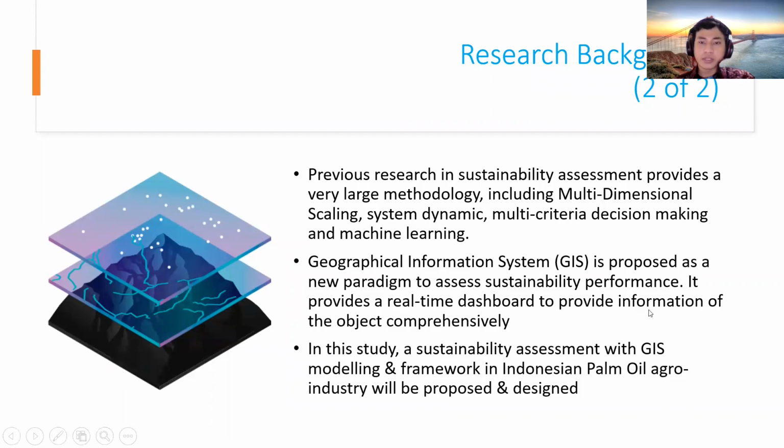Previous research in sustainability assessment provides a very large methodology, including multidimensional scaling, system dynamics, multi-criteria decision making, and machine learning. Geographical Information System, or GIS, is proposed as a new paradigm to assess sustainability performance. It provides a real-time dashboard to provide information of the object comprehensively. In this study, a sustainability assessment with GIS modeling and framework in Indonesian palm oil agro-industry will be proposed and designed.